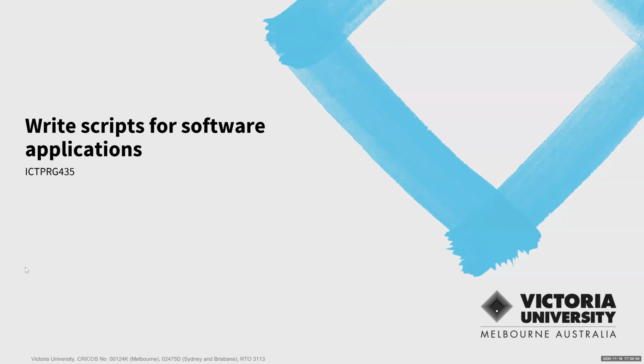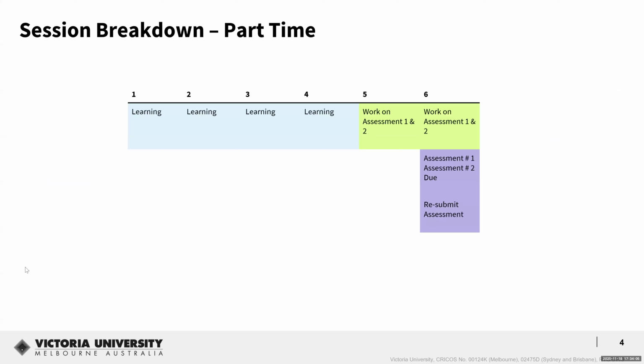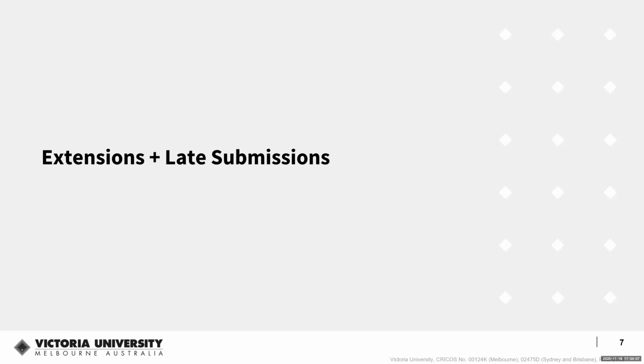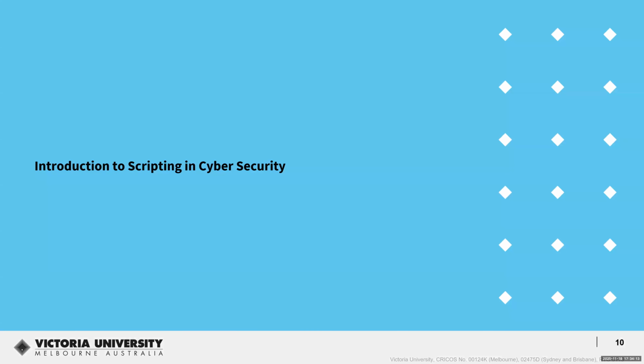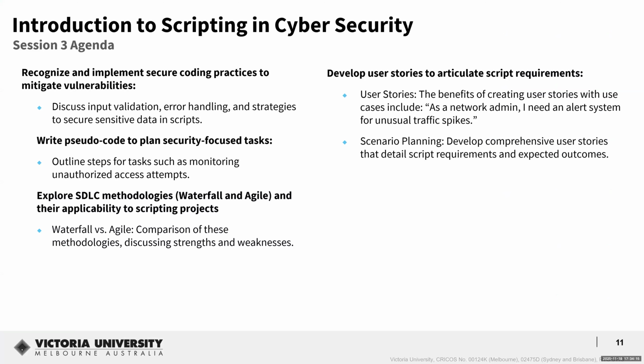First of all, let's go down and have a look at the outline of this session. Just the usual information that you know about how to apply for extensions and raising your hand if you have any questions. So what we want to do in this session: recognize and implement secure coding practices to mitigate vulnerabilities. Tonight I will also have a look at our assessment task 2, which is a port scanner.